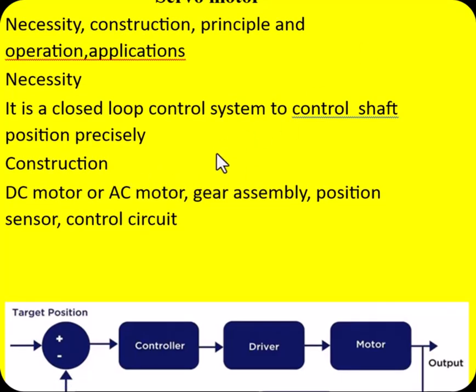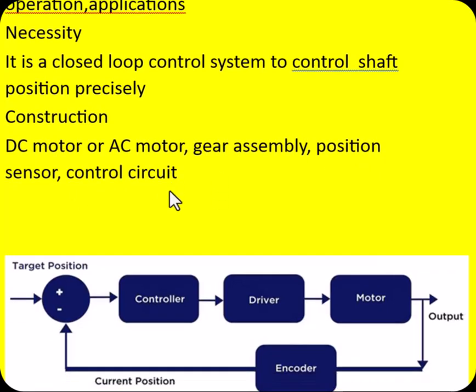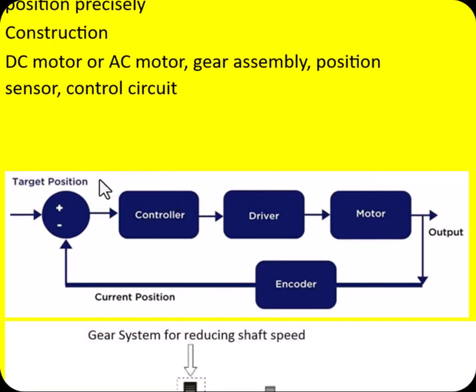Construction. It has several parts: a DC motor or AC motor, whose shaft position is to be controlled, a gear assembly, a position sensor, and a control circuit. A very general diagram is like this. This is the target position of the motor, that is, the shaft position of the motor, and this is the motor. The motor is driven by a driver, and that driver input is nothing but the output of the controller.